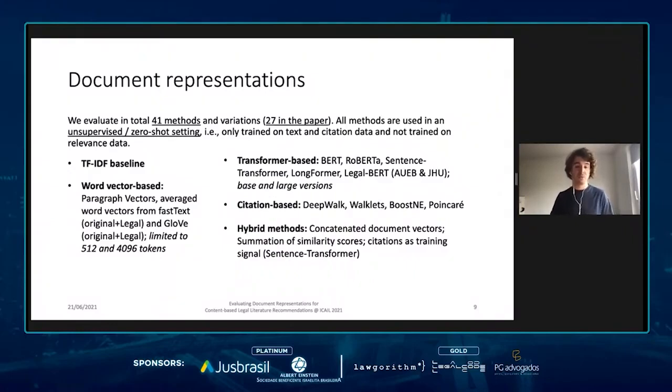Second, we have word vector-based methods like paragraph vectors or document vectors from averaged word vectors from fastText or GloVe. This is also known as mean pooling of word vectors. And here we also test different variations. One is the original version of GloVe or fastText trained on a generic text corpus. And also one version where we train the word vectors on our legal corpus. We also test variations with an artificial token limit to make these methods comparable to the transformer methods.